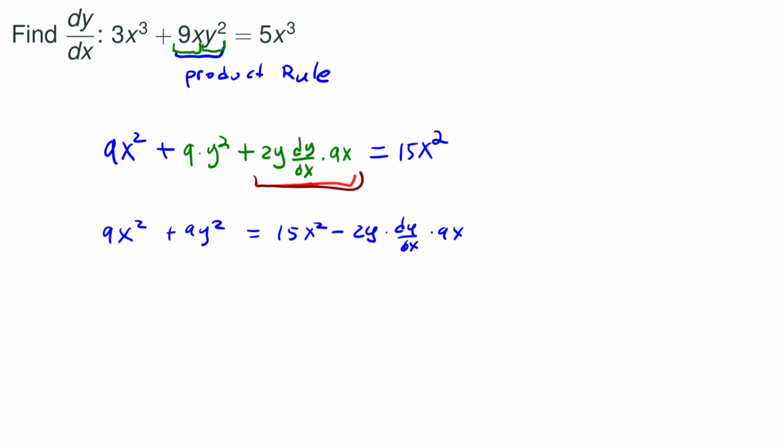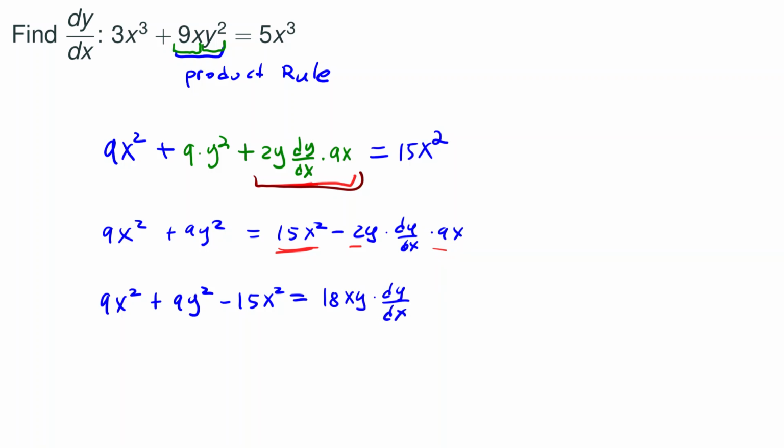And then we're also going to subtract this thing from both sides so we can have the term with dy dx by itself on one side of the equation, in this case the right side. So here we have 9x squared plus 9y to the second power minus 15x squared equals, let's actually multiply these out. So we have 18xy times dy dx.